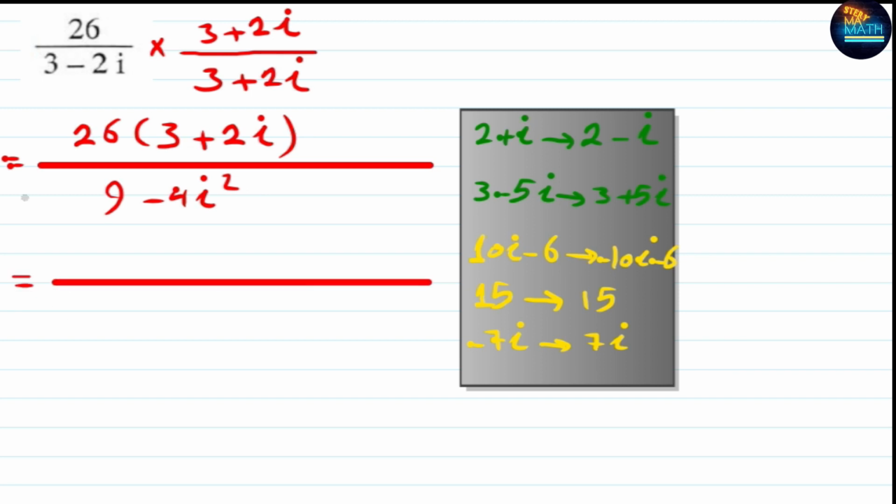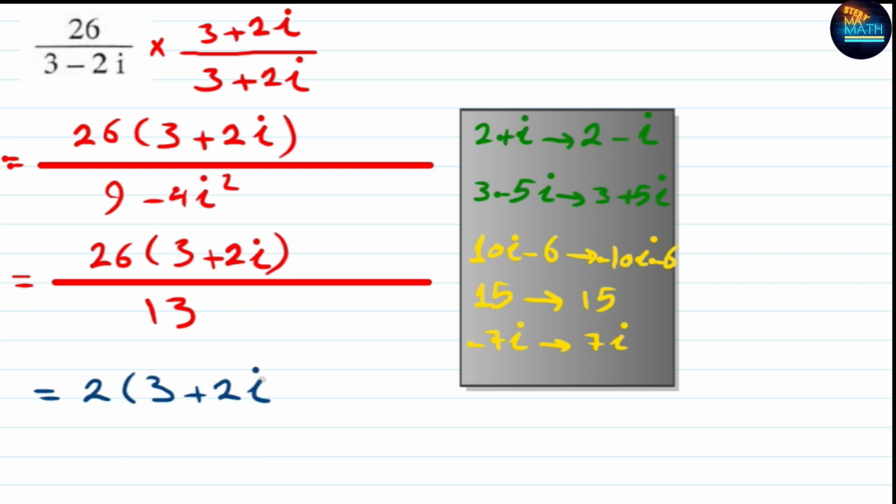Now you have 26 multiplied by 3 plus 2i in the numerator, and in the denominator, i squared is equal to negative 1. So negative 4 times negative 1 is positive 4. So 9 plus 4 is 13. Now you can simplify 26 with 13. 26 over 13 is 2. So you have 2 outside of the parentheses of 3 plus 2i. Distribute the 2. 2 times 3 is 6. And 2 times 2i is 4i. That is the answer.